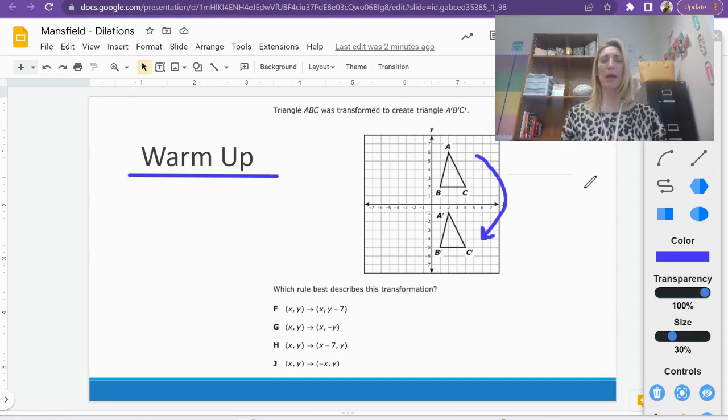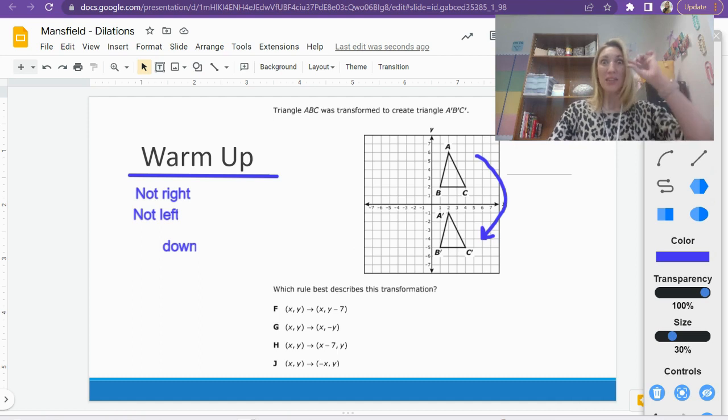So here we go. I noticed that my shape is not going right or left at all. It's staying in the same position. It's just sliding down, right? So over here, on your notes, you can write not right, and you can also write not left. Okay, because it's not moving to the right or to the left. Now it is moving down. I know that for sure, right? So it is moving down. But how much is it moving down? That's when we count the units. That's when we count the little squares in our grid.